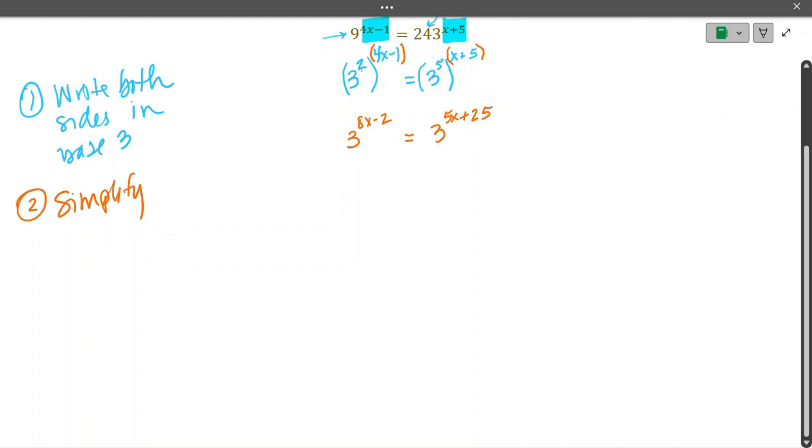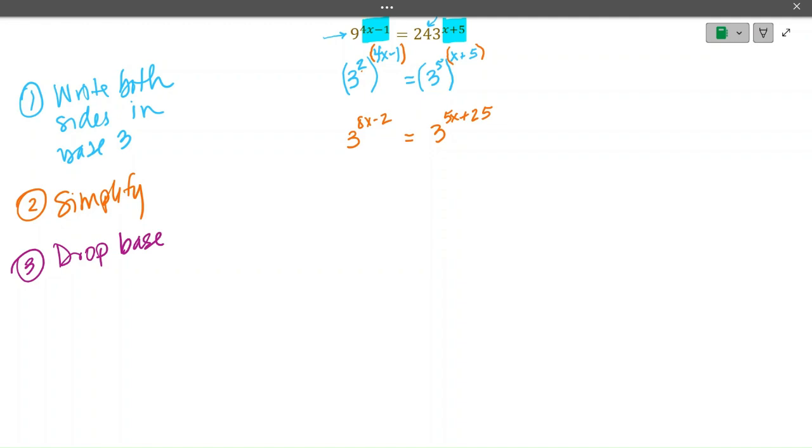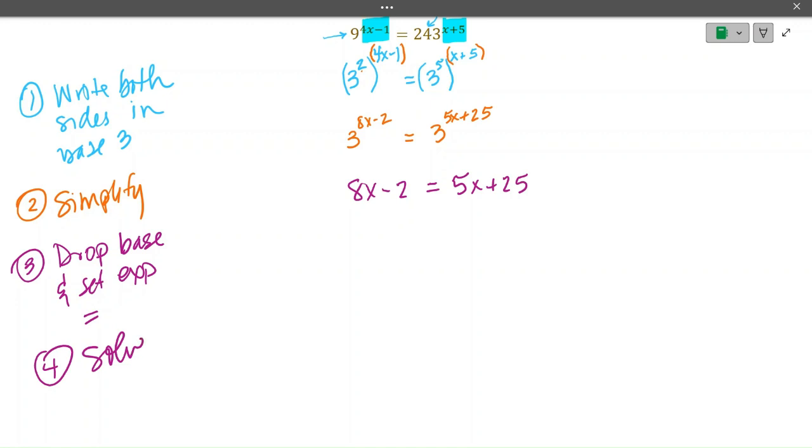Okay, now that we have the same base, we can drop the base, because what I know is since it's base 3, the exponents have to be equal. So we're going to drop the base. And by the way, you can only do this when the bases are the same. And then we're going to set the exponents equal. All right, so I can rewrite this as 8x minus 2 equals 5x plus 25. And now we're just going to solve for x.